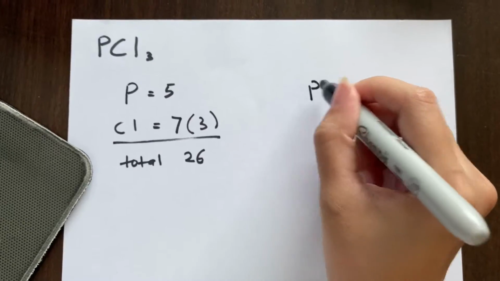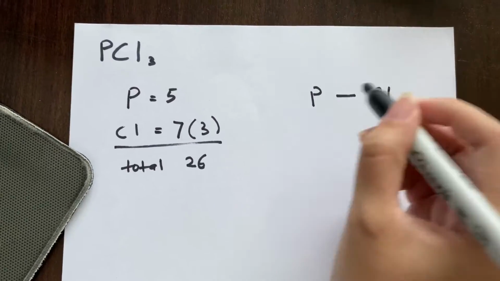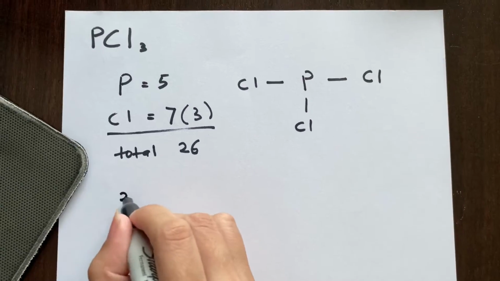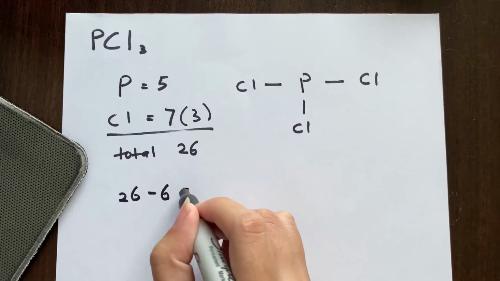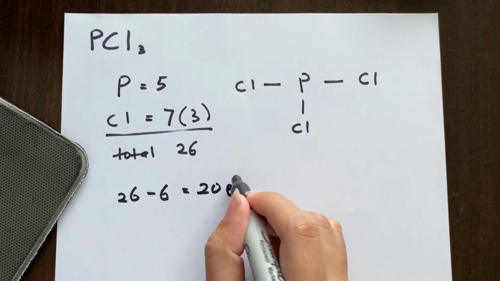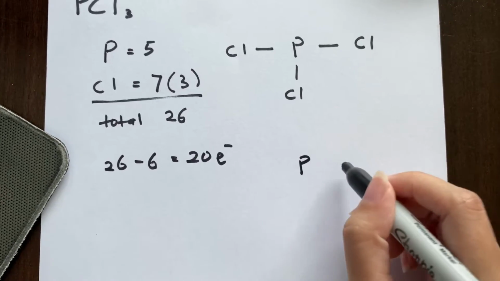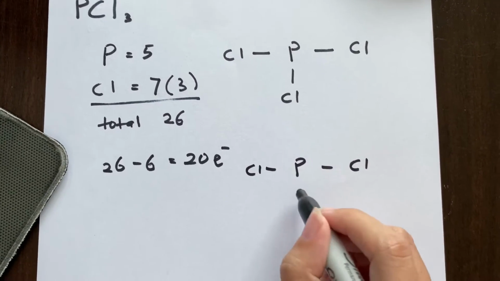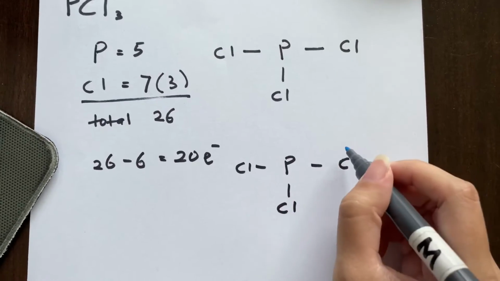Next, we're going to draw the skeletal structure for phosphorus trichloride. We put phosphorus in the middle because it is the least electronegative between phosphorus and chlorine. The next step is to subtract the number of electrons involved in all single bonds in the skeletal structure, which in this case are the 3 bonds to the chlorine atoms. So we're going to do 26 minus 6, which equals 20 electrons.